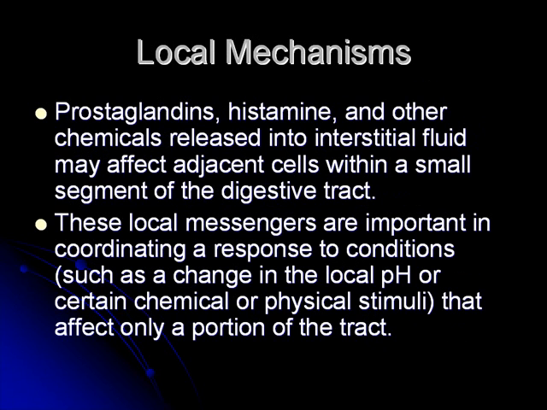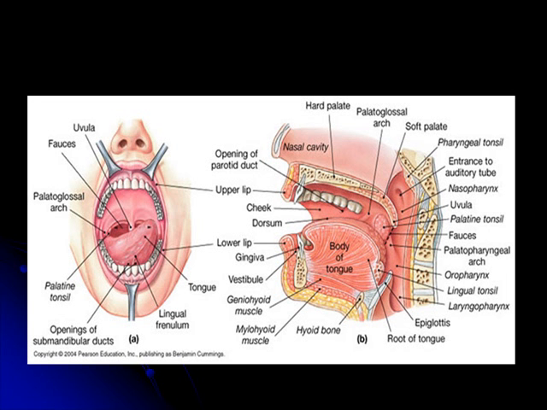There are local mechanisms, such as prostaglandins, histamines, and other chemicals released into the interstitial fluid that may affect adjacent cells within a small segment of the digestive tract. These local messengers are important in coordinating the response to conditions such as changes in local pH or certain chemical or physical stimuli that affect only a portion of the tract.